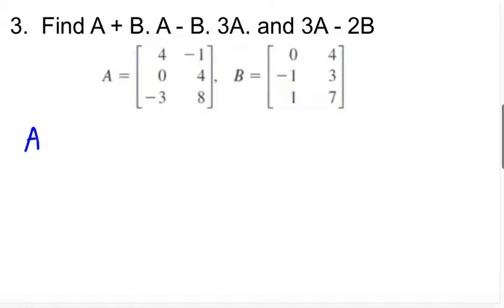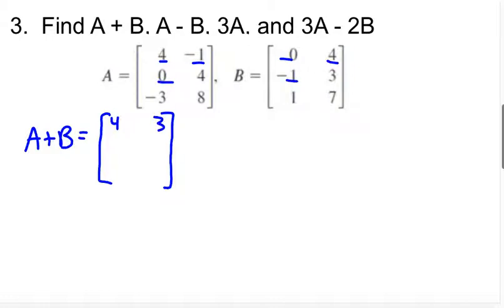All right. Number 3, we just have a few more things to do. First, we're asked to find A plus B. Okay, so to find A plus B, again, it's going to be the same size. So 4 plus 0 is 4. -1 plus 4 is 3. 0 plus -1 is -1. 4 plus 3 is 7. -3 plus 1 is -2. And 8 plus 7 is 15. Okay. Just erase my little marks.